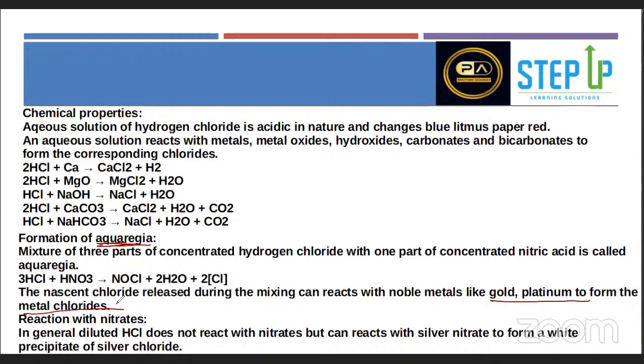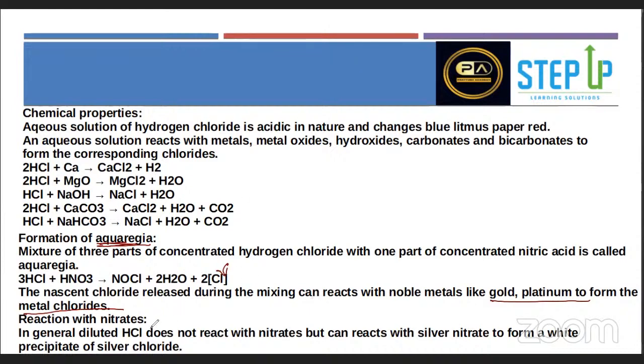So we have this nascent oxygen, nascent chlorine, which is taken out. Nascent basically means it is immediately formed, and if you're not using it, it is very reactive. It will combine with something to form a particular compound related to what it is combining with. Because it is very reactive, it combines with gold and platinum.